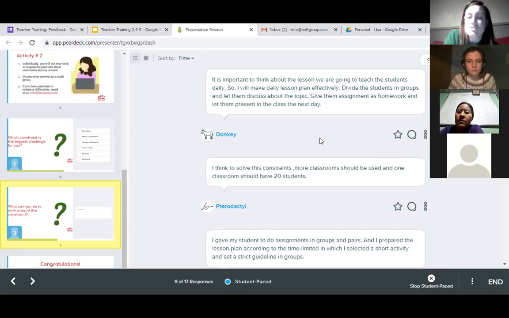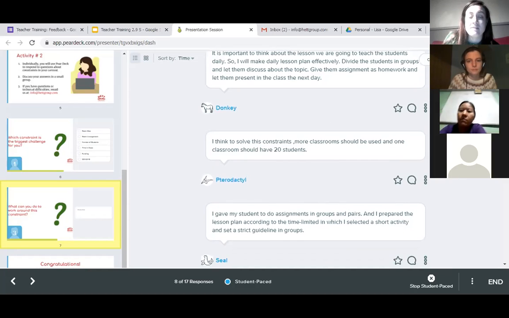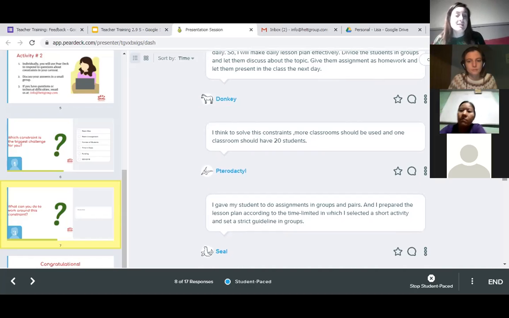I think to solve this constraint, more classrooms should be used and one classroom should have 20 students. I mean, I agree with that, ideally that would be good. It's not always possible. The school or the university might not have enough rooms. So it's not always something that you can fix, but there might be ways around it to try and have less students. Like during COVID-19, a lot of schools are dividing the classes in half or taking them outside.